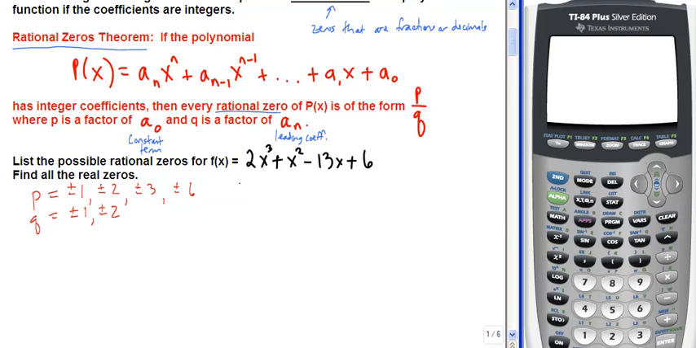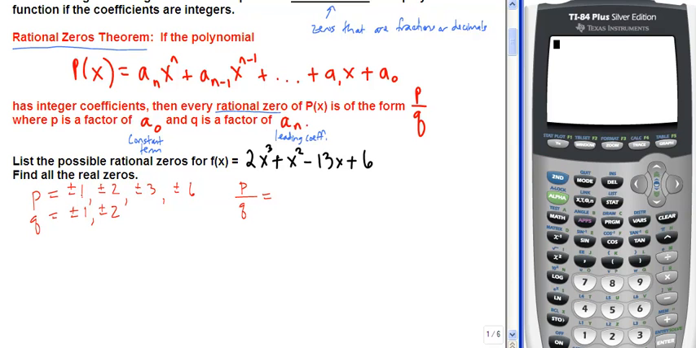So that means, according to this rational zeros theorem, our possible rational zeros would have to be of the form p over q, where p is one of these numbers up here, divided by q, which is one of these numbers down here. So we need to make a list of all of those possibilities. So I'm going to take each of the p's and divide them by each of the q's.